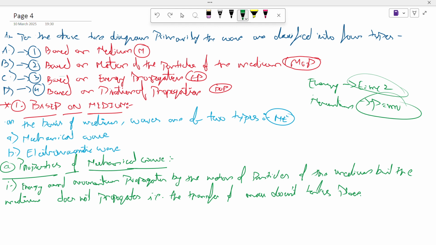So you can see here what happens in the mechanical wave. Energy and momentum are propagated by the motion of the particles. In this, the particle is moved from one place to another. But actually, the mass is not transferred. So, let us see the further properties.